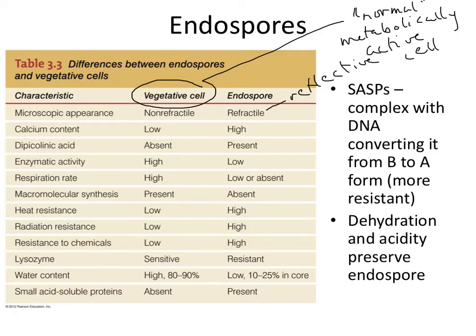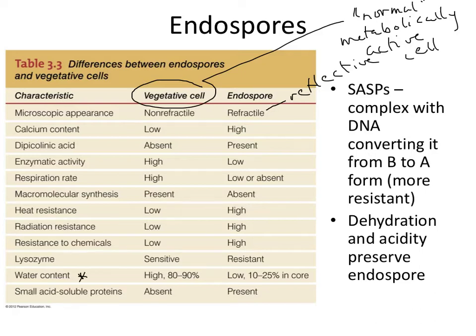Enzymatic activity, respiration rate, macromolecular synthesis, all of those qualities are very high in vegetative cells and very low or entirely absent in endospores. Remember, they're in a state of dormancy. And if you look at properties like heat resistance, chemical resistance, and so on, including resistance to the enzyme lysozyme, endospores are highly resistant structures, and vegetative cells are not as resistant. What's really cool, I think, is the water content.